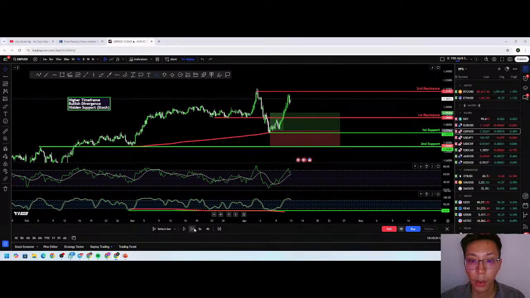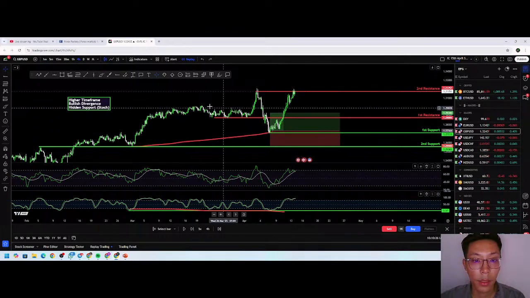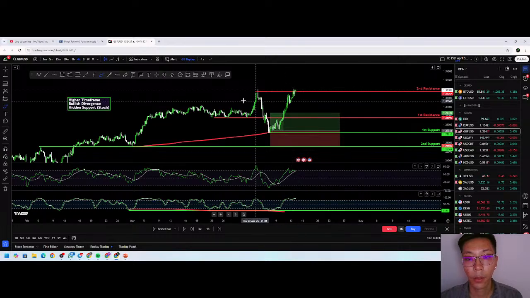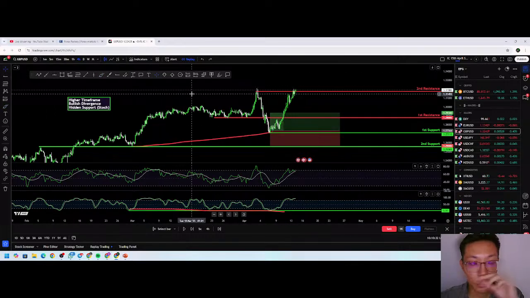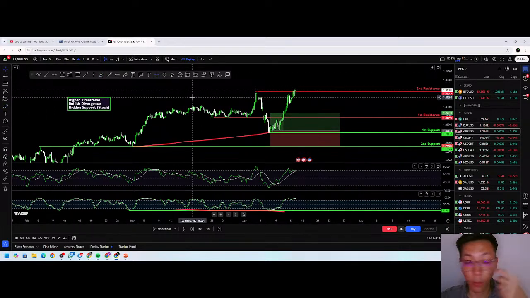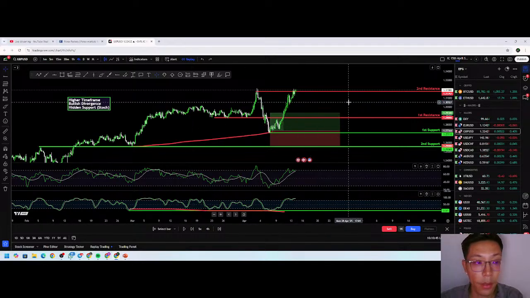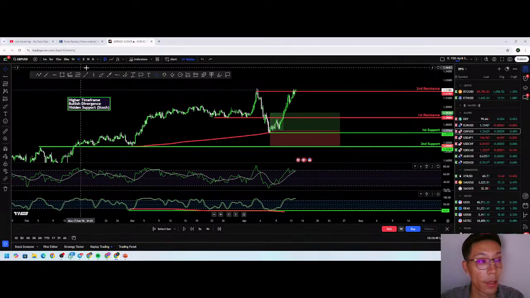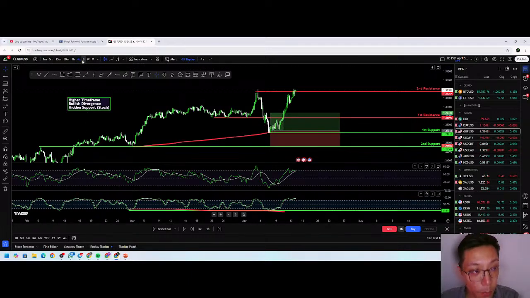We are targeting this level over here. Okay, so this is what we are looking for: hidden divergence, hidden support level or hidden resistance, as well as bullish divergence.